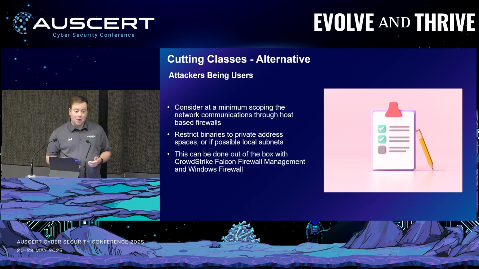BITSAdmin might be used to pull down updates. Well, we know the IP addresses it's going to be pulling from. It shouldn't be calling out to random Dropbox IPs. So again, we can get some quick wins here by turning on the firewalls and tuning those appropriately.